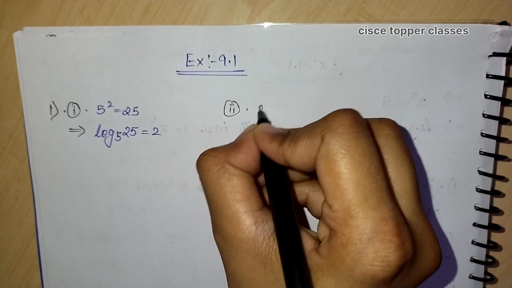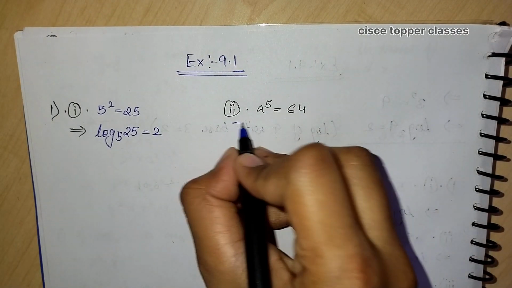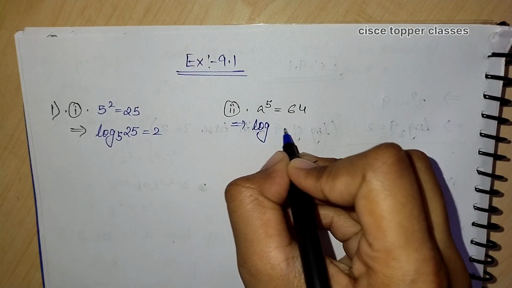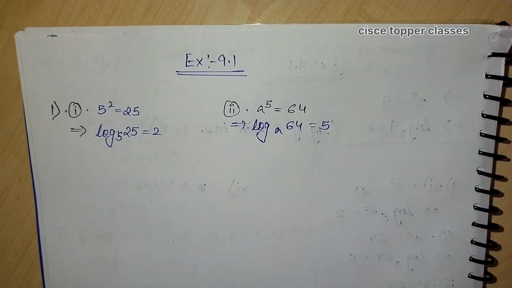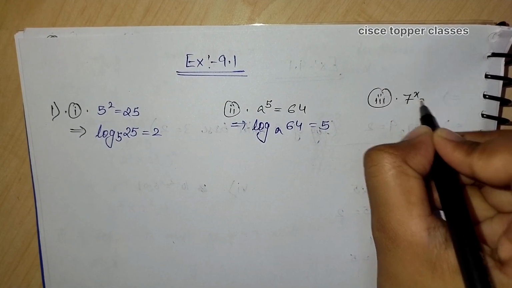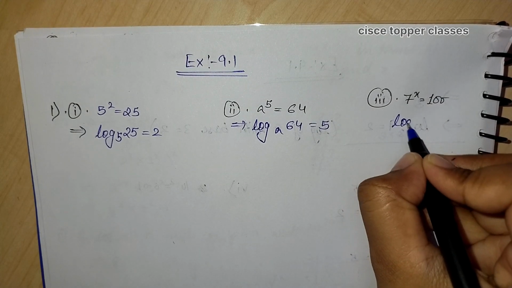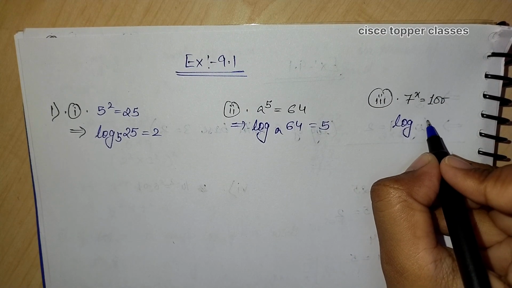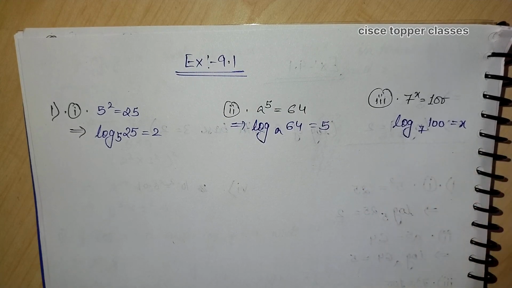Second part is a to the power 5 equal to 64. We can write it as log of 64 with base a is equal to 5. Third question is 7 to the power x equal to 100. Simply we can write it as log of 100 with base 7 equal to x.